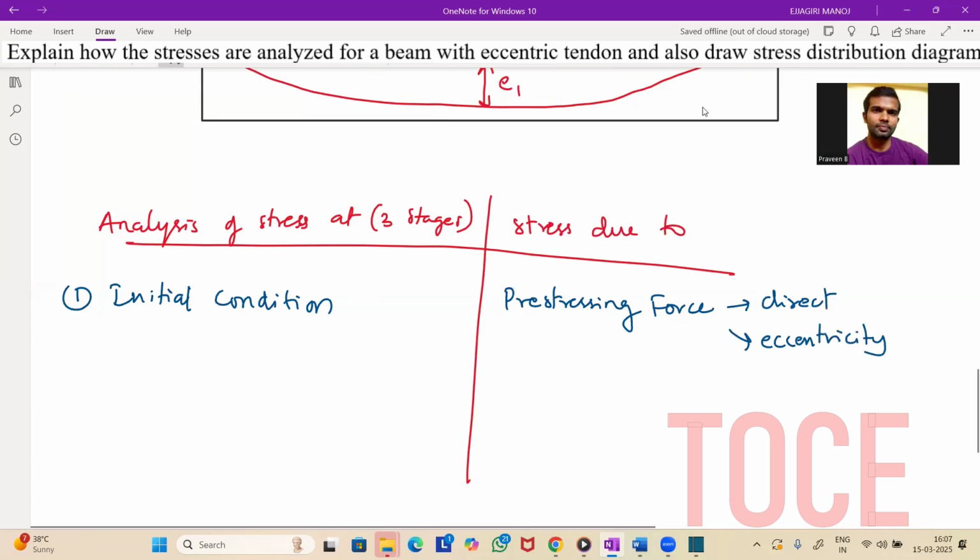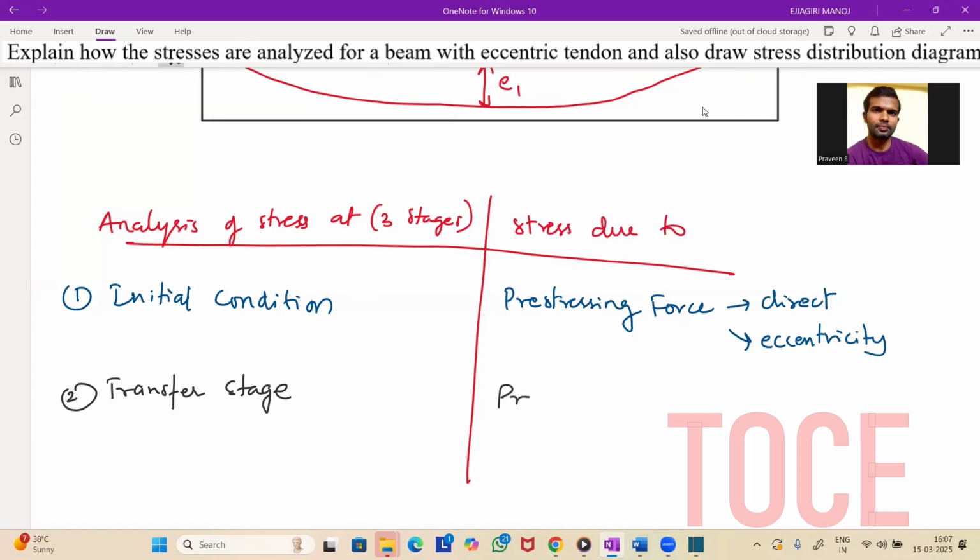Okay, and the second stage is the transfer stage. That means the pre-stress is transferred to the member. That is called the transfer stage. So at this stage, you will have the stress due to the pre-stressing force plus the dead load. I mean the self weight of the member.